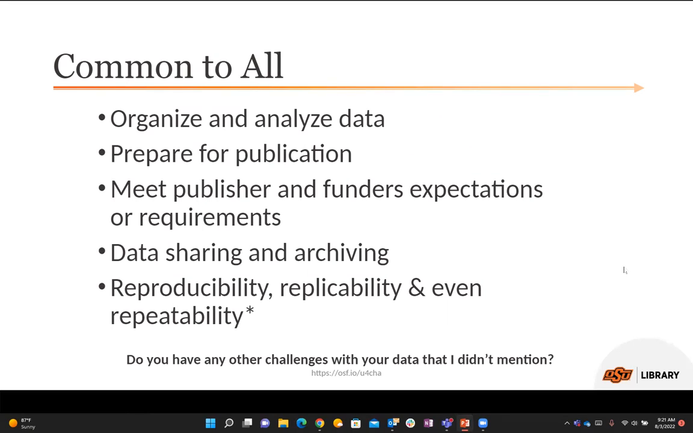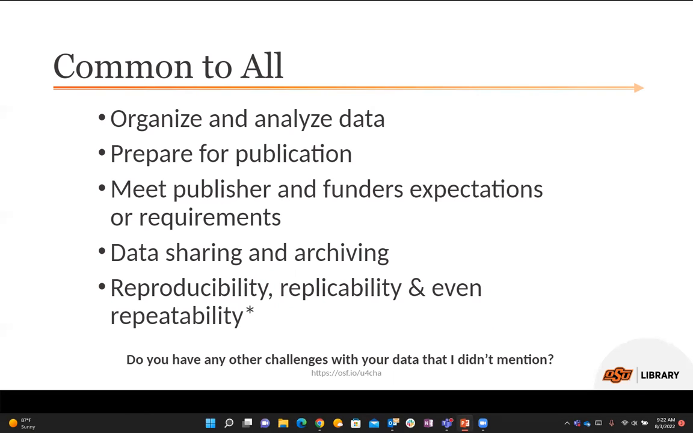So some of the things that are common to all of these different types, and it's very likely that you work with more than one of those. You may actually work with all 4 of them, depending on your area. And this is the need to organize your data and analyze your data appropriately. You'll want to then prepare it for publication. You'll need to meet the expectations or requirements of a publisher, or more importantly, funders. And then ultimately being able to prepare that data for data sharing and archiving.